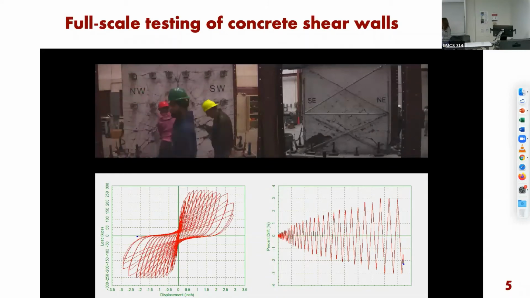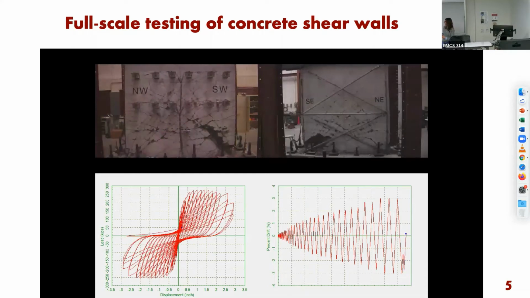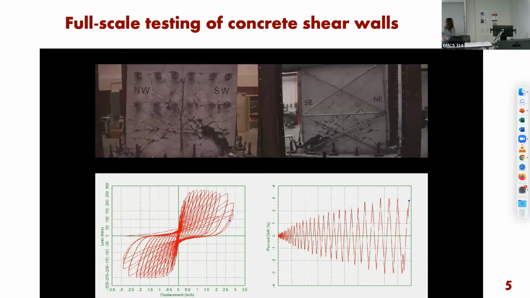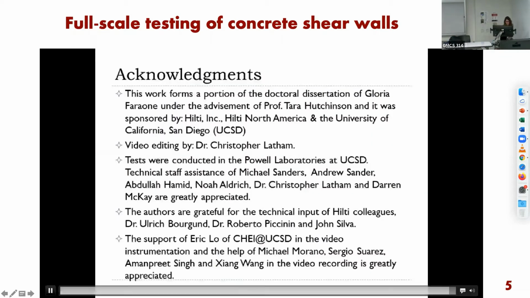as you can see here. So we were just removing the sensors because the wall was completely damaged, and we didn't want to damage the expensive sensors. So we just stopped the test, we removed everything, and then we continued up to 4% drift ratio, that is roughly 4 inches displacement at top. And I'm going to pause it here just a moment.